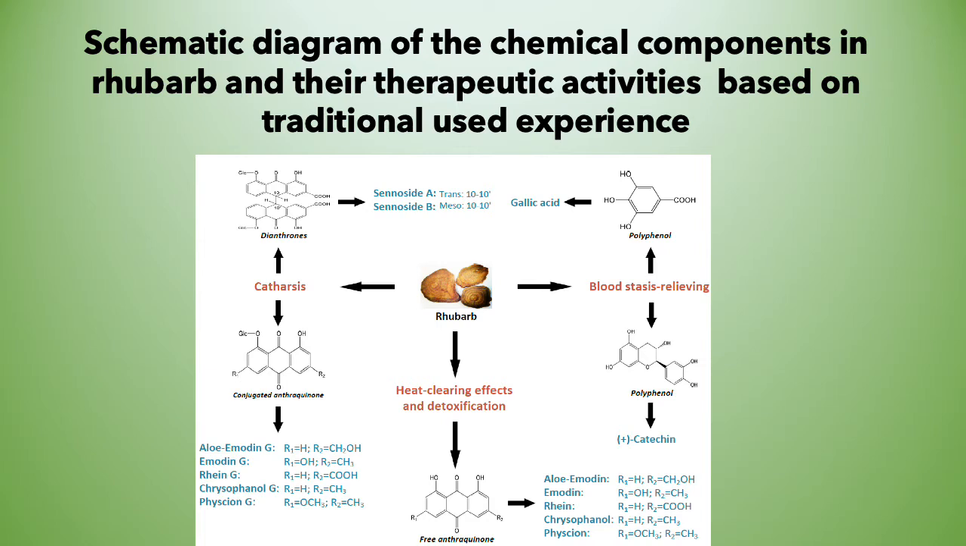So this is a scheme to show the chemical compounds in relation to the traditional therapeutic use of rhubarb. The traditional uses of rhubarb include catharsis, detoxification, and blood stagnation relieving. But each traditional use reflects different chemicals: catharsis has this kind of rhein and aloe-emodin, detoxification has also chrysophanol, and blood stagnation relief is another kind of compound.